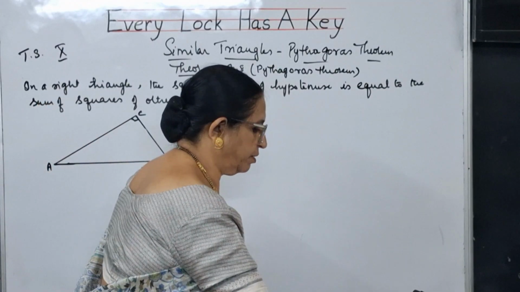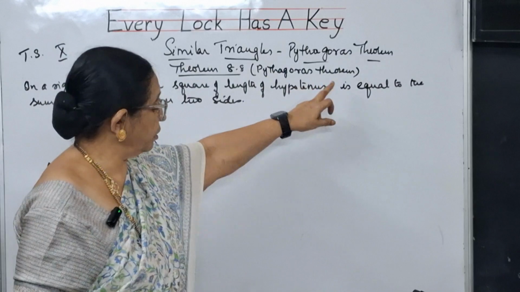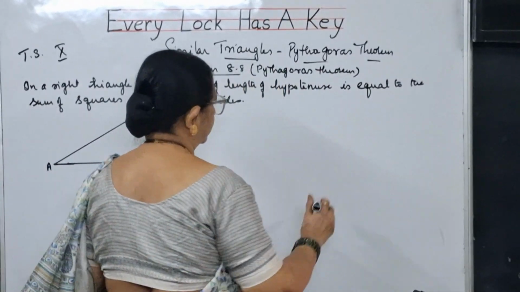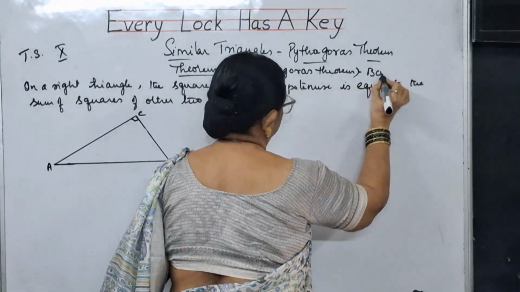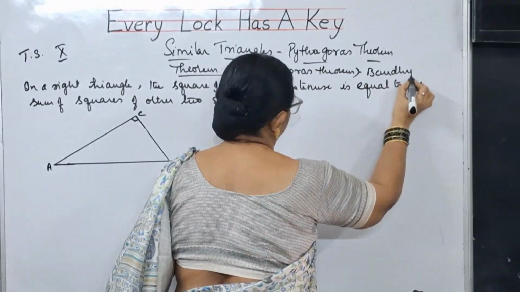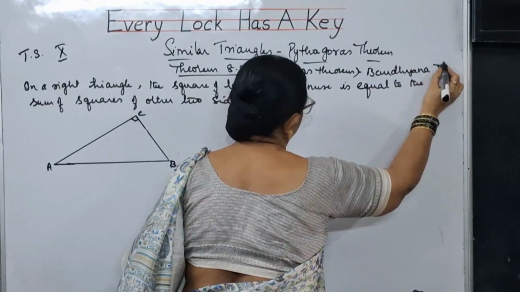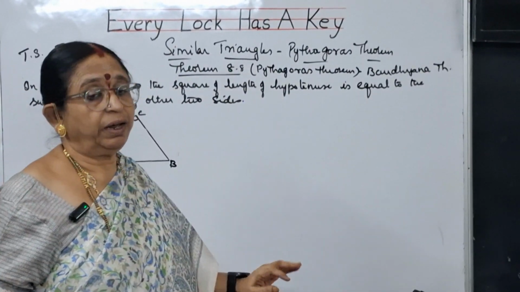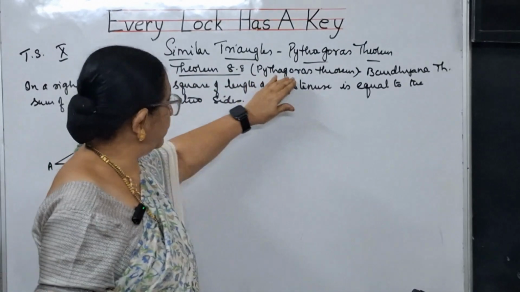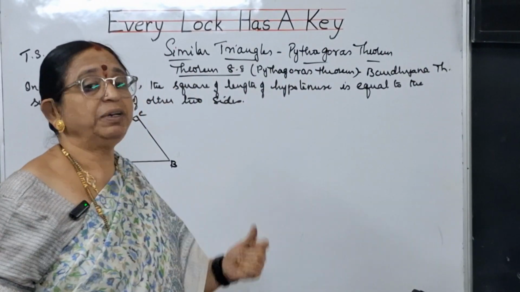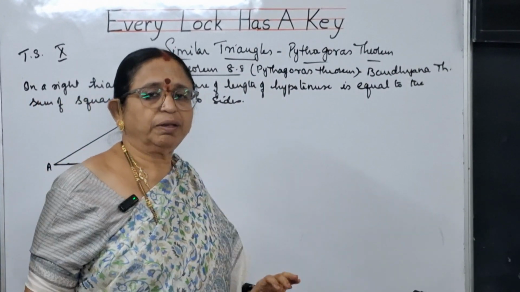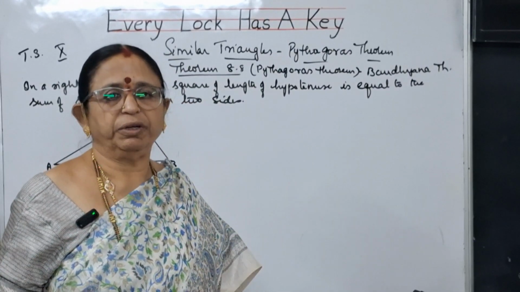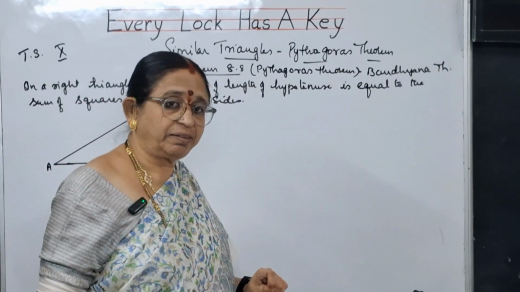The next theorem is, the name itself is Pythagorean theorem. It is also called Baudhayana theorem. So names you should remember, children. And one more thing, since a specific name is given for this theorem, the statement is very important. Sometimes for short answers, they will ask you to state Pythagoras theorem. So you should know what the Pythagoras theorem says.